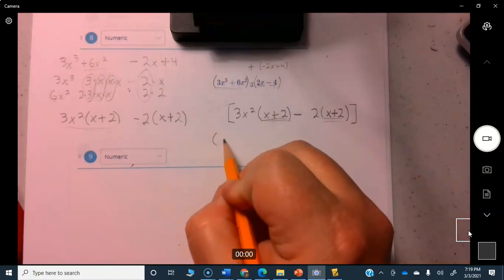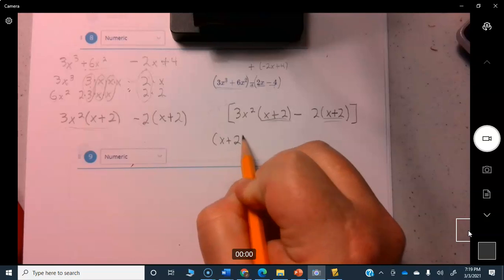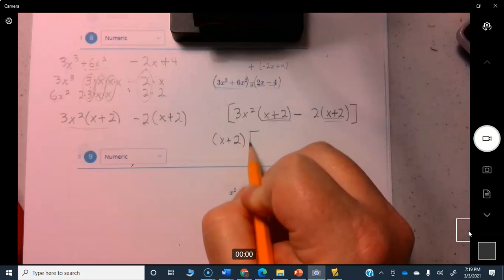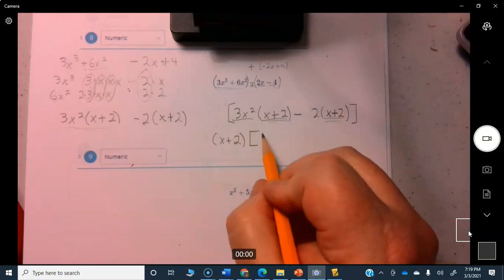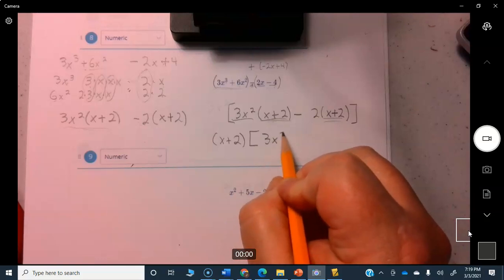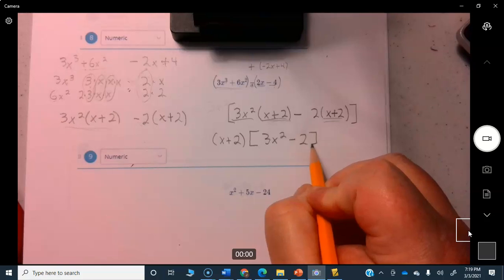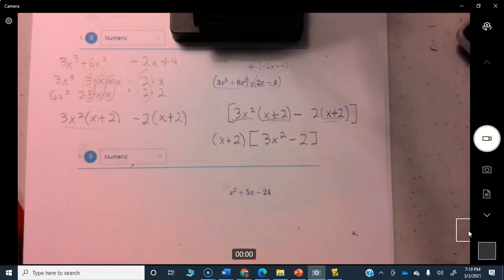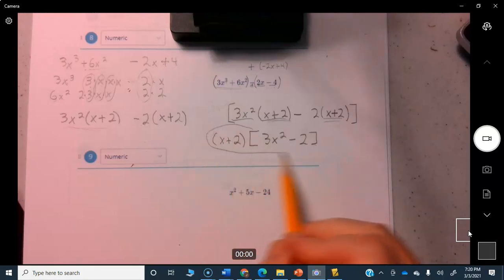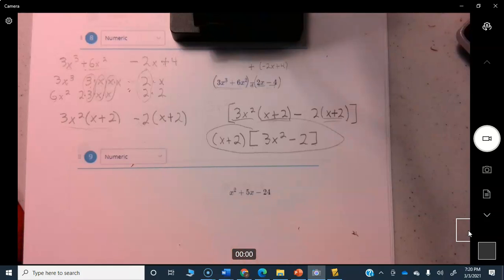So now we're ready to factor this out. So it's going to be x plus 2, and then in my square brackets, I have 3x squared minus 2. Again, if you want to write those as curved parentheses again, just to get them back to normal, you can, but it doesn't matter. You can just leave them like that, okay? And that's that. That's the answer to this. All right, let's keep going.